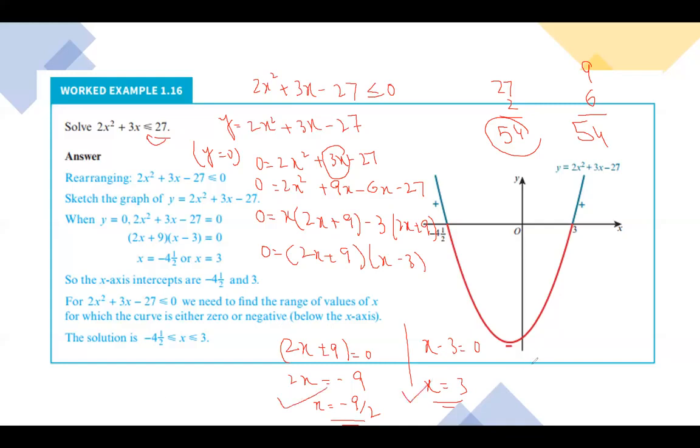Now x is less than or equal to 3, because the inequality is less than or equal to, and greater than or equal to minus 9 upon 2. So this is the required answer. So x is less than 3. Here it lies, x is less than 3, and the value of minus 9 by 2, that is minus 4.5. This value is minus 4.5, and this must be an increasing graph.